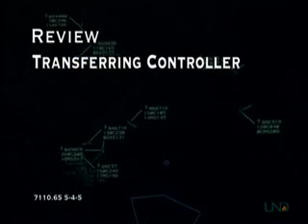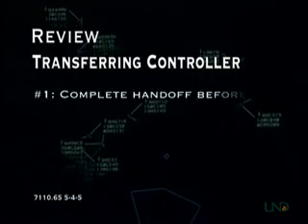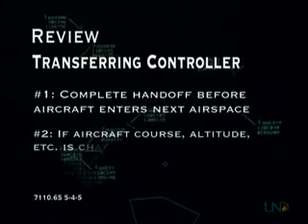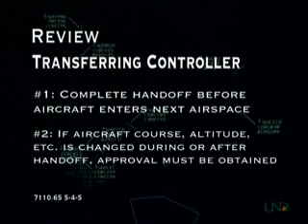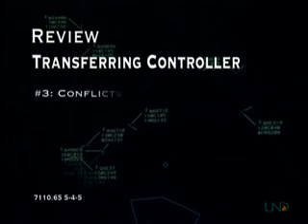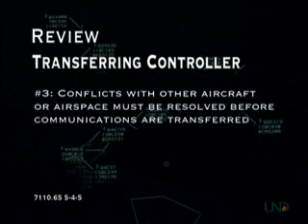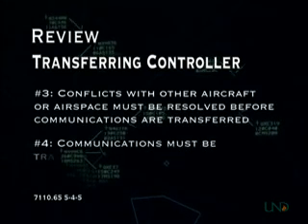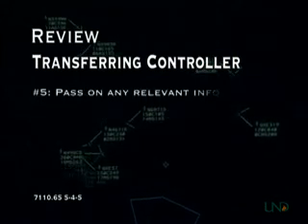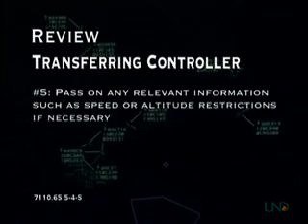The controller initiating a transfer of radar identification has 5 responsibilities. First, the handoff must be completed before the aircraft enters the receiving controller's airspace. Second, any changes to the aircraft's heading, speed, or altitude made during or after the handoff must be coordinated with the receiving controller. Third, any conflicts with other aircraft or airspace boundaries must be resolved before communications are transferred. Fourth, communications must be transferred after the radar handoff is completed. Finally, any information about the aircraft, such as altitude or speed restrictions, must be relayed to the receiving controller.